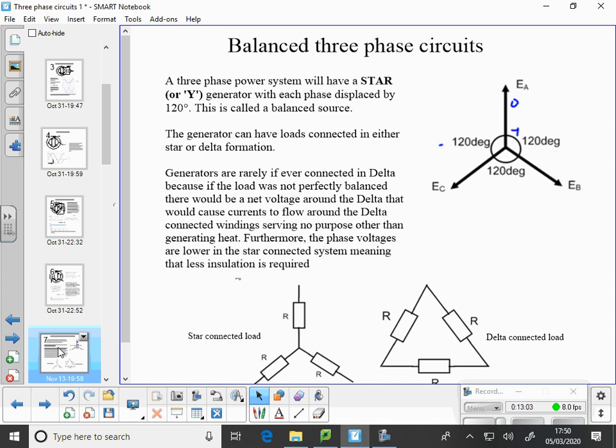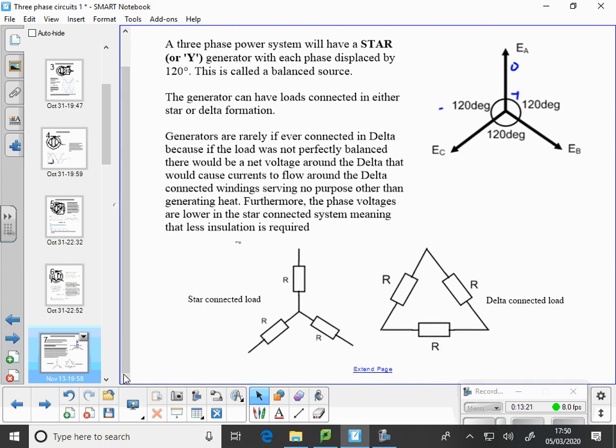So you'll have a star generator with each phase displaced by 120 degrees. It's called a balanced source. The generator can have loads connected in either star or delta. Okay, you don't see, or I don't know of, delta connected generators.